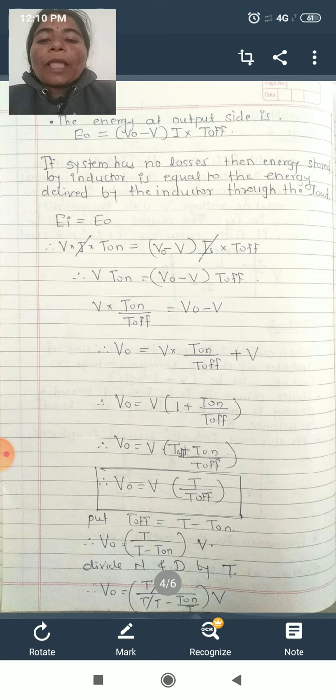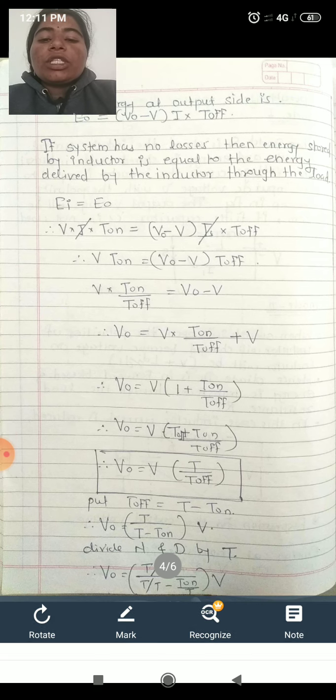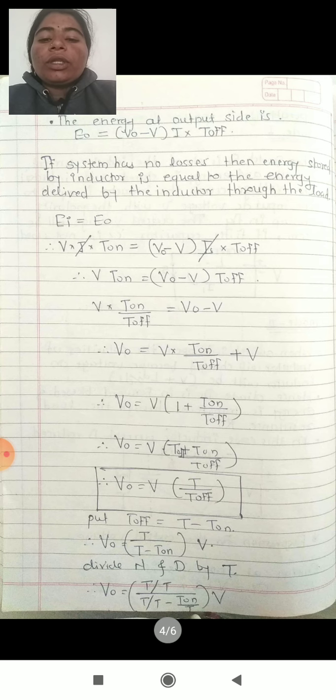Now take T on upon T off. Here we have to find the value for V out, then you will get V out is equal to V into T on upon T off plus V. Here V out is equal to, take the V common on both sides, then you will get V out is equal to V into 1 plus T on upon T off.